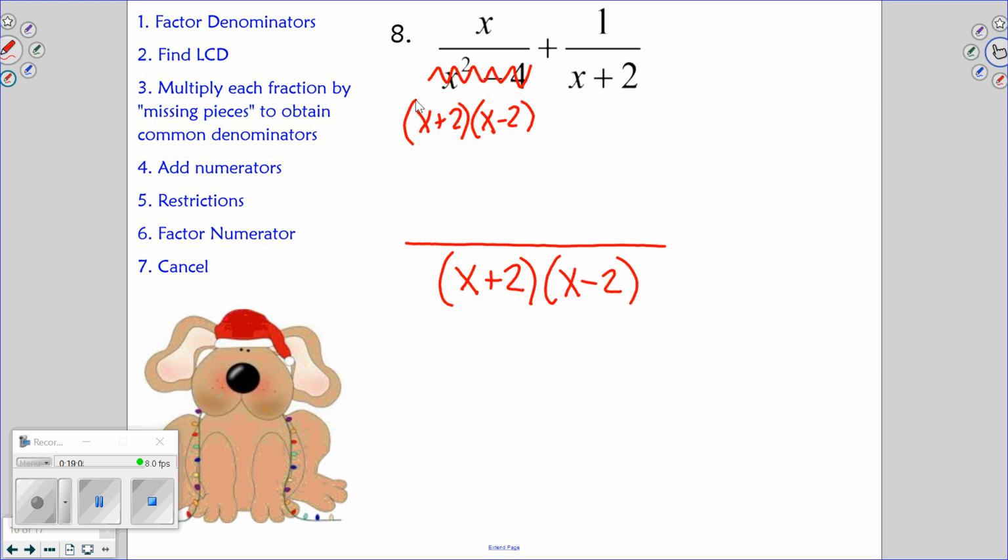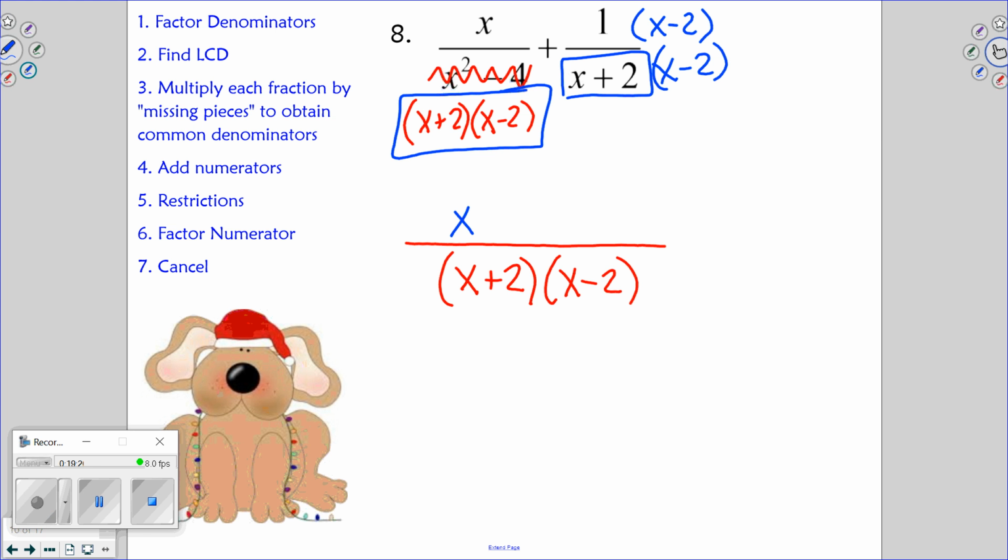All right. Here we go. That was step 2, finding my common denominator. Step 3, missing piece. What is this denominator missing to make it look like this? Nothing. So I'm just going to bring down the x. What is this one missing? So that means I have to multiply the top as well. All right. So we were multiplying that by x minus 2, right? So if you distribute a 1, it's just x minus 2.